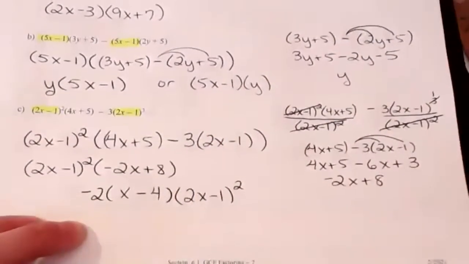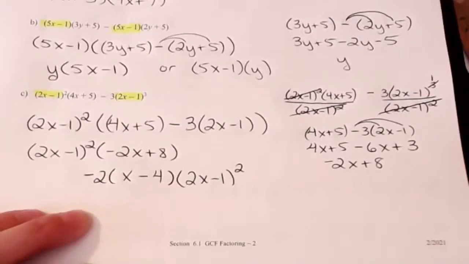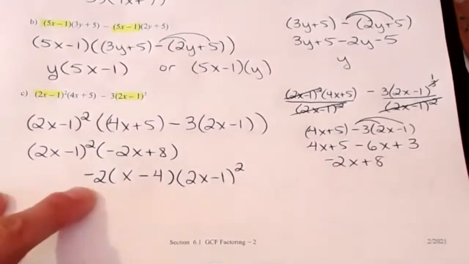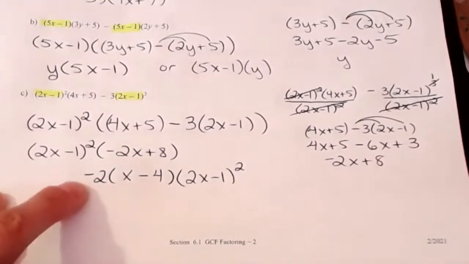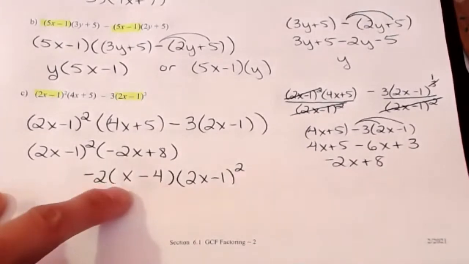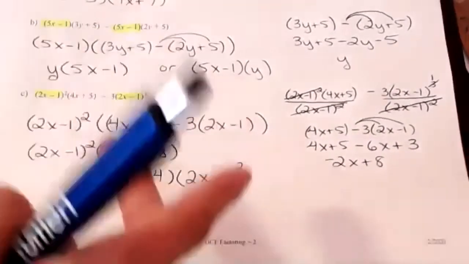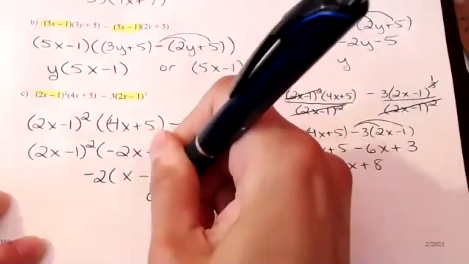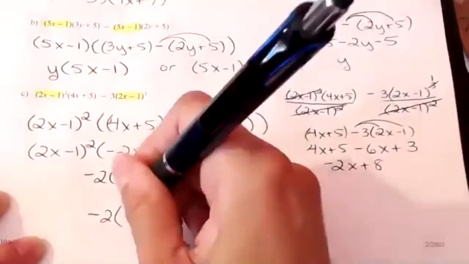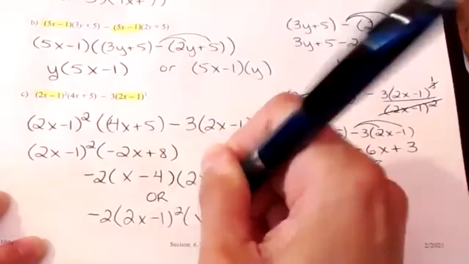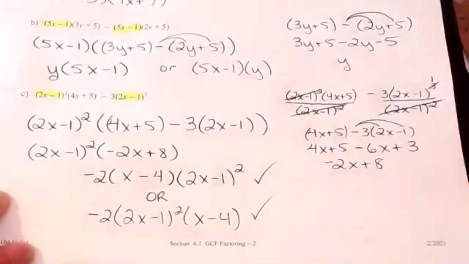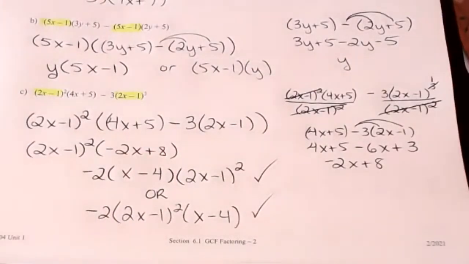Now you're probably thinking, does the order of the terms matter? Yes and no. I always recommend that monomial, that single factor, should always be in the front. It just looks weird if it's anywhere else. But in terms of the x minus 4 and then the (2x minus 1) squared, those don't matter in terms of their position. So for instance, I could say that my answer is negative 2 times (2x minus 1) squared times (x minus 4). That's also acceptable. Either of those answers are perfect.